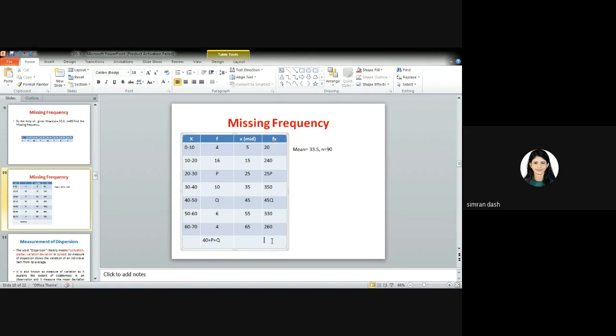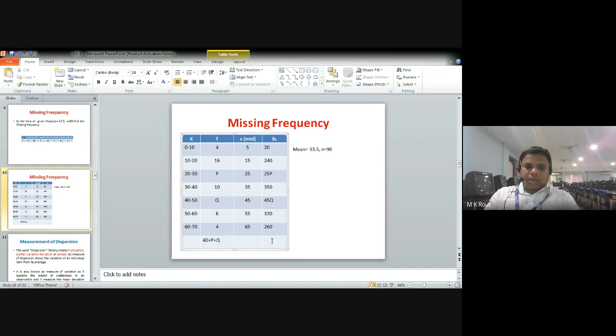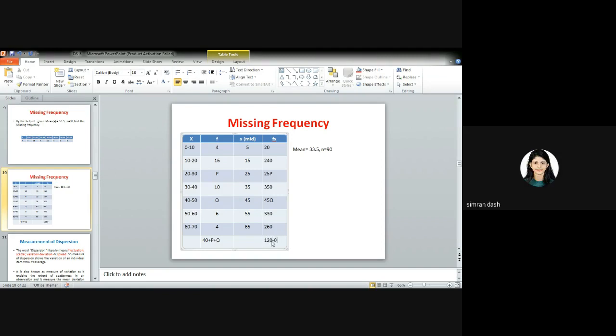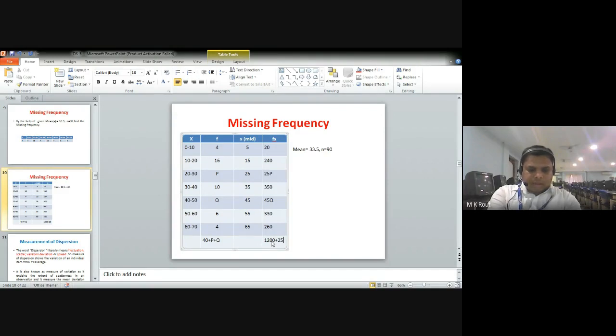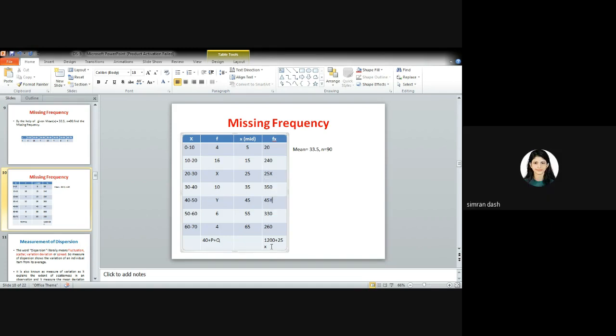What is your answer? So x is equal to 21.75, y is equal to 28.25. What is your summation of fx? So it is 1200 plus 25x plus 45y. I just write here 25x, just a minute. Then the notation, this is x, this one is y. This one is 25x, this is 45y.